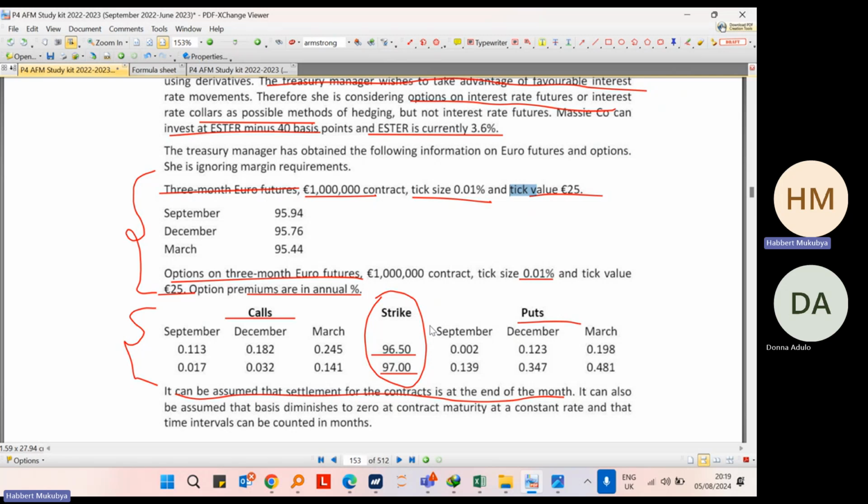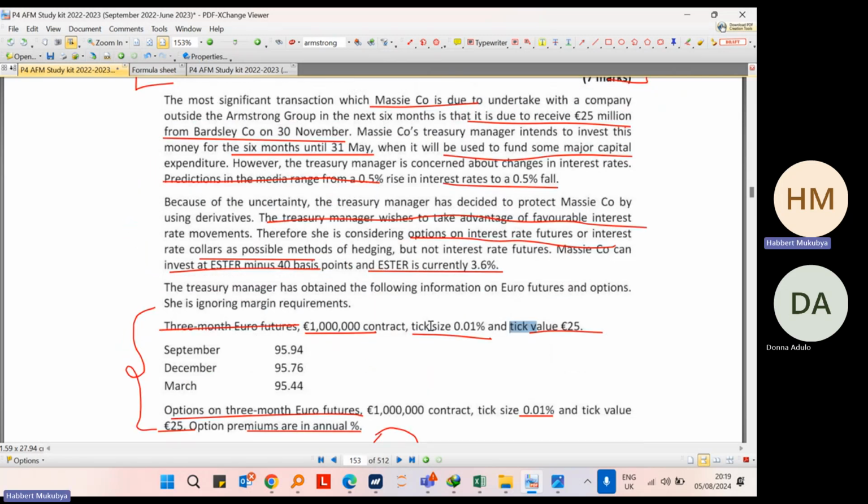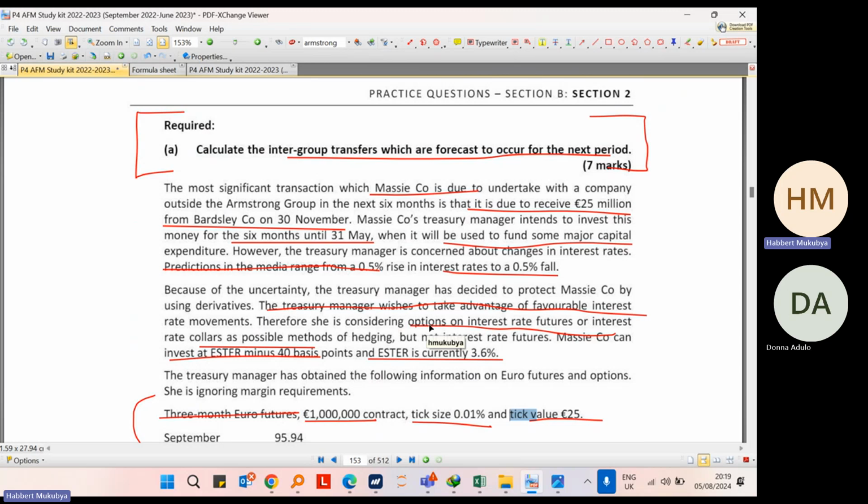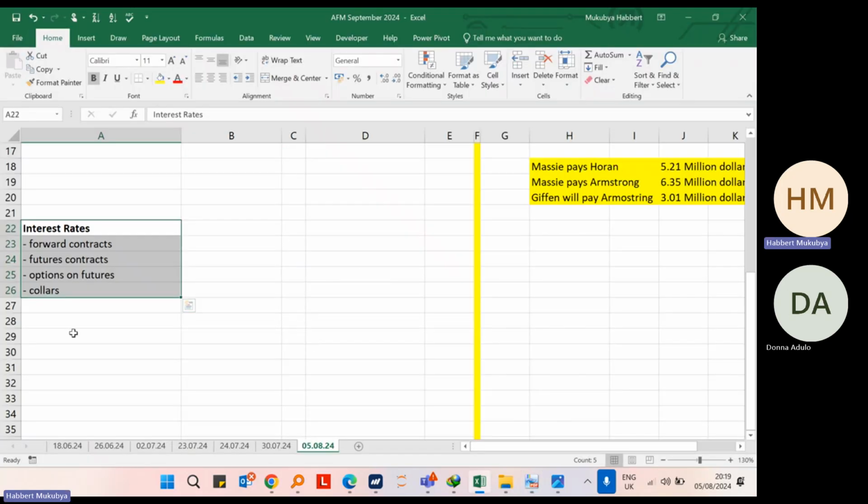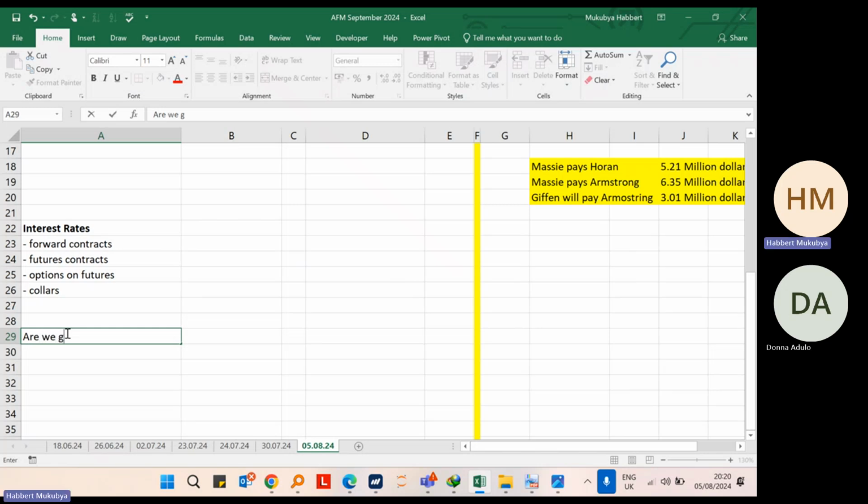But anyway, we are going to look at this question, and it will give you some idea of how to deal with it. So now, when we are going to deal with interest, we have to ask ourselves, are we going to invest? That means, are we saving or depositing, or are we borrowing?